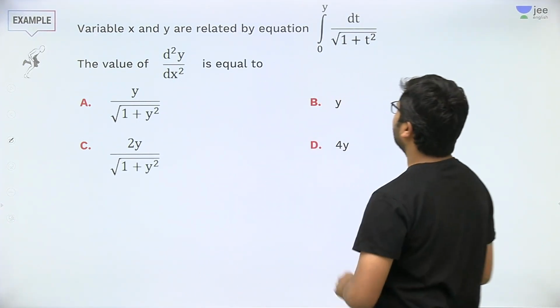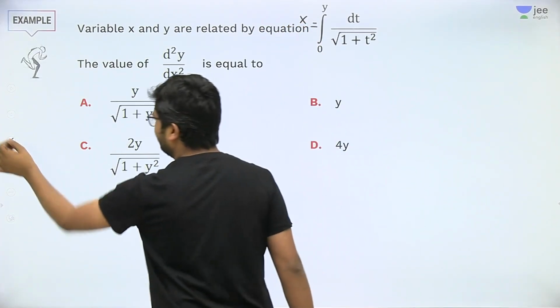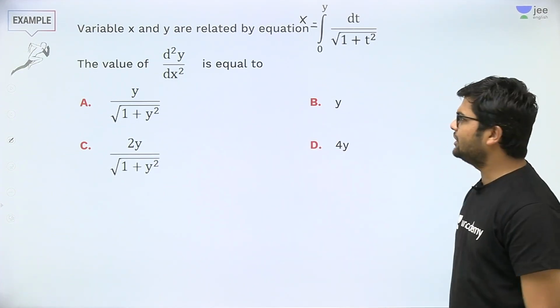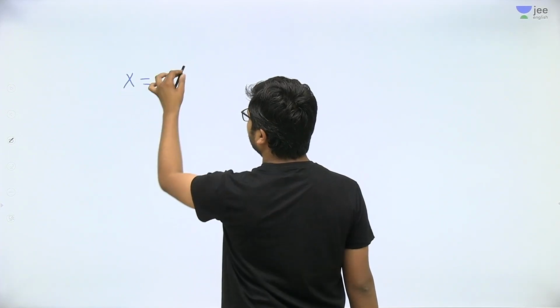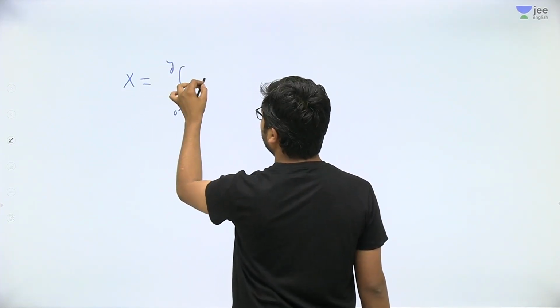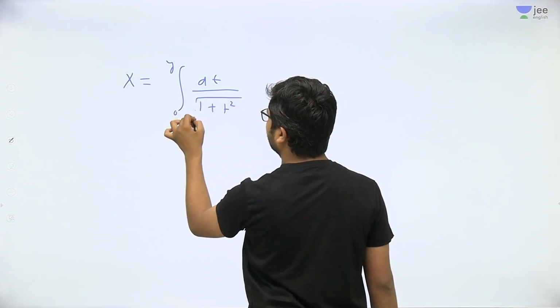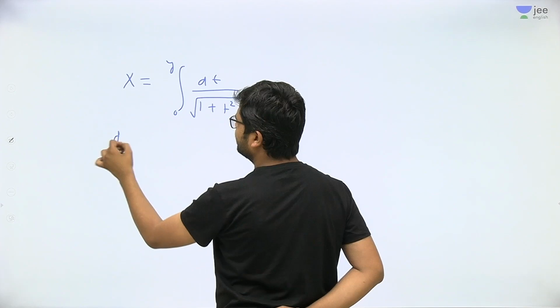Actually this is equal to x. Now the value of d²y/dx² is what we need to find out. Let's try, it's a very simple question. x is given to us as the integral from 0 to y of dt upon square root of 1 plus t². Now just differentiate it with respect to y and apply the Leibniz rule.